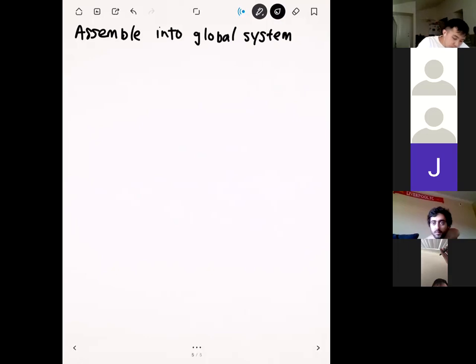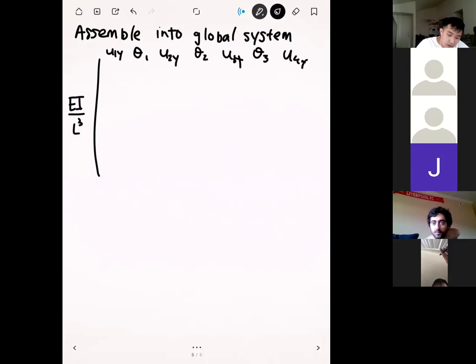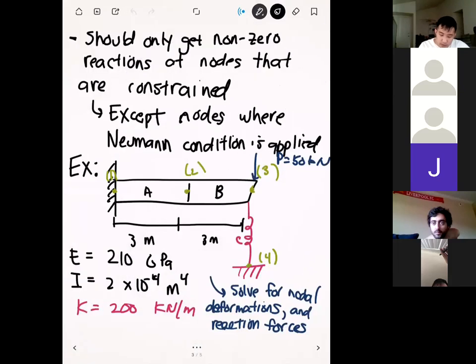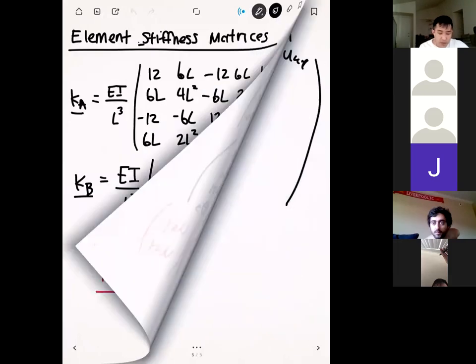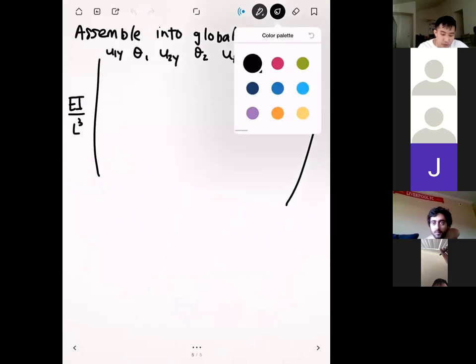And so our global system will look like this. We have EI over L cubed. Since this is kind of a weird system because we have the spring there, normally the size of our global stiffness matrix is a multiple of 2. But in this case, because we have the spring, we have U4Y, which is the axial displacement at node 4 right here. But there's no rotation there because a spring doesn't support any rotation. And so that's why we have this kind of weird 7x7 matrix right here.